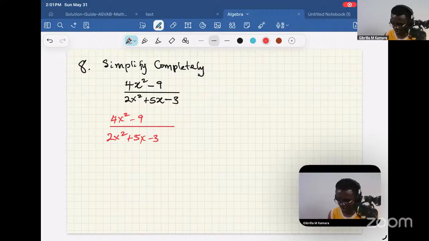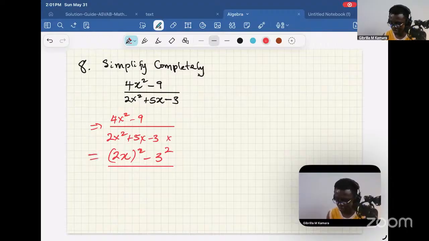So the numerator becomes (2x) all square minus 3 square. Then all divided by, this is a quadratic. You're going to look for two numbers that will give you minus 6. If you add or subtract them, it gives you 5, which is 6 and 5.